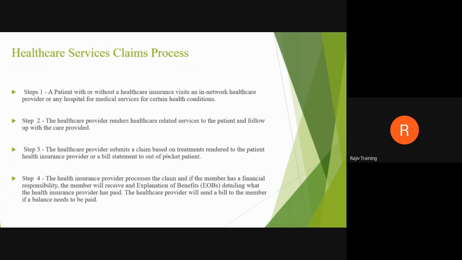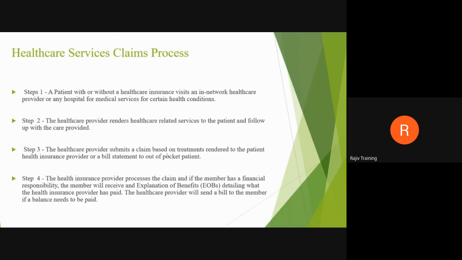Based on the treatments rendered to the patient, the health insurance provider or a bill statement goes to the out-of-pocket patient. So for out-of-pocket patients, there would be a bill statement provided. And the fourth step is the health insurance provider processes the claim.